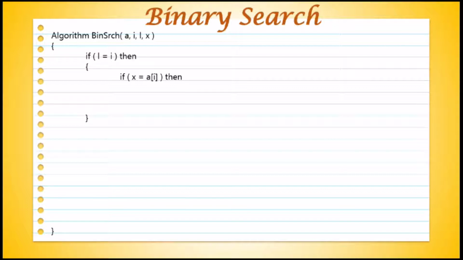So A of I means what? The value of I will be 1. That means A of 1 you are checking with X. So if both the numbers are equal, then the element is present in the list. Means if there is only one element, you can directly compare the searching element with that element present in the array.